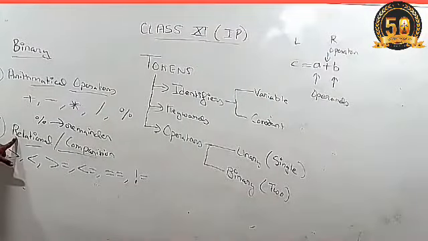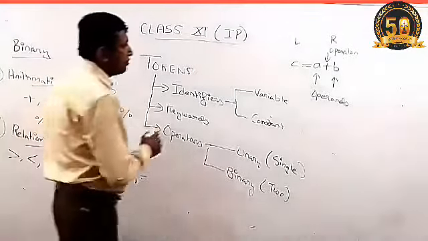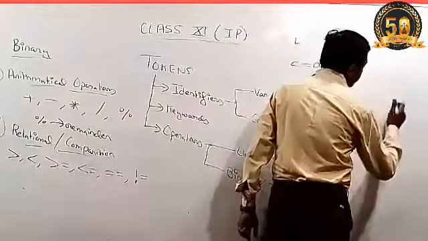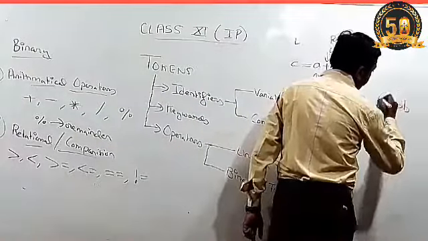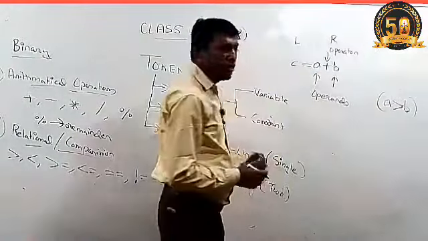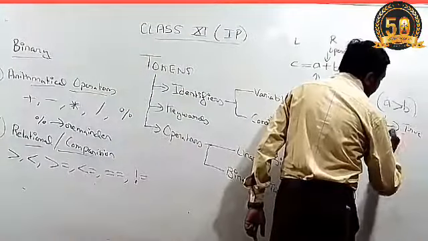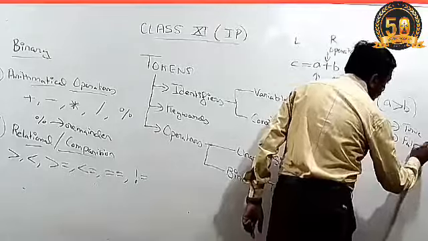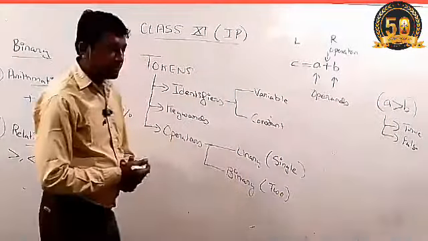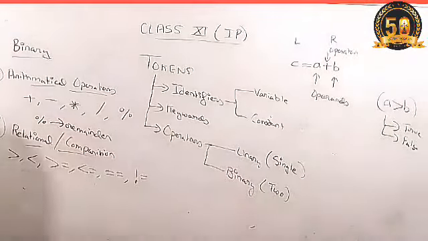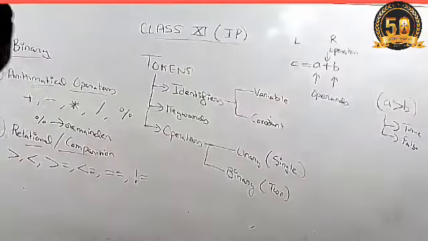These relational and comparison operators will perform working over the condition like A is greater than B. So its output is either true or false. That is the Boolean value, that is either true or false. On the basis of that we can perform our further operation.